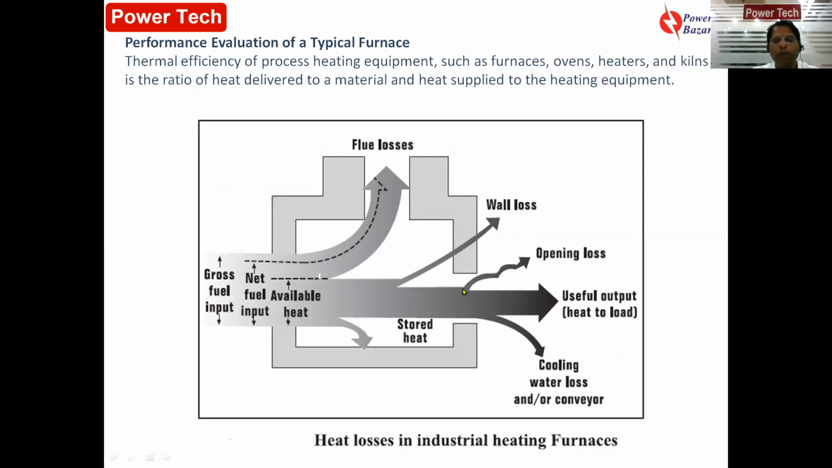And if there is some opening loss happening, some amount of energy is stored inside the furnace. Once the furnace goes for breakdown or shutdown, this stored energy is released to the atmosphere. Then there is cooling, because a water jacket or water cables are there. Therefore, there will be some cooling water loss happening. And if you are putting material into conveyors, or maybe through a cable or a buggy type, then there will be some conveyor loss. So these are the major losses of a furnace.